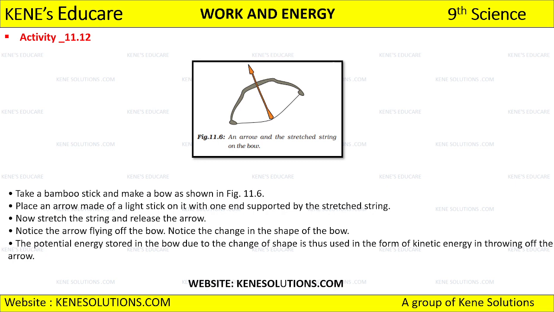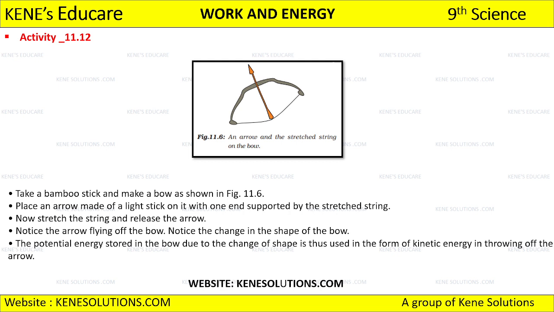You're going to stretch the string and release the arrow, and notice the arrow flying off the bow, and notice the change in the shape of the bow as well. When the bow was supported from one end, there was some potential energy stored in the bow. Because the shape of the bow is changing, we know that potential energy is getting converted to kinetic energy when you throw off the arrow.